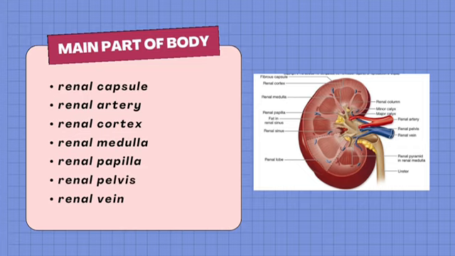Next is the renal pelvis. This funnel-shaped structure collects urine and passes it down to the ureter. Urine travels from the ureter to the bladder where it's stored.